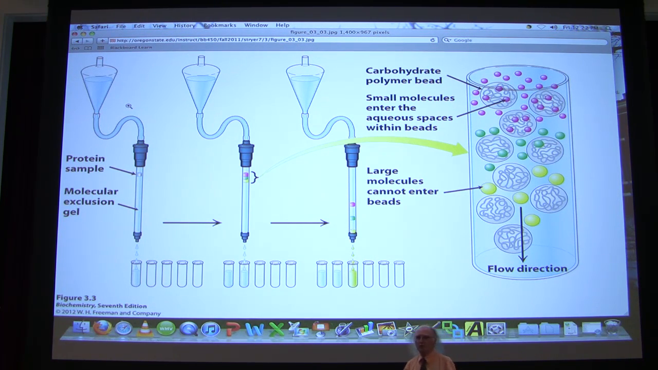And you don't know before you get started what it's going to take to get that protein purified. So there may be several different techniques you'll have to use to get it, and it's going to vary from one protein to the next.